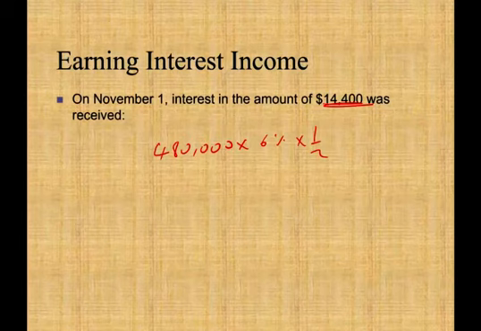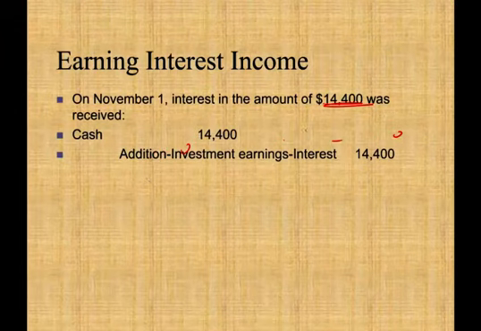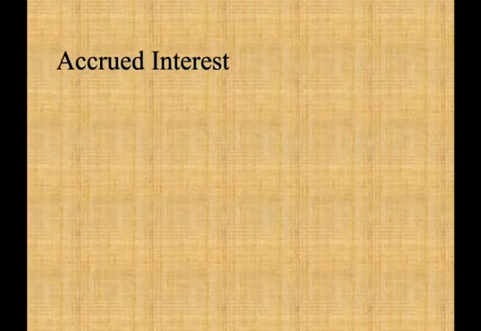Last time we were paid interest was May. Now we are getting interest in November. So if we take, once again, 480,000, the bond is paying 6%, and multiply this by 0.5, which is 6 divided by 12, will give us 14,400. So we're going to debit cash 14,400, credit, obviously, investment earnings, or just basically interest income of 14,400.